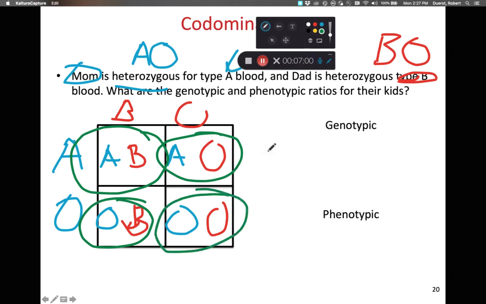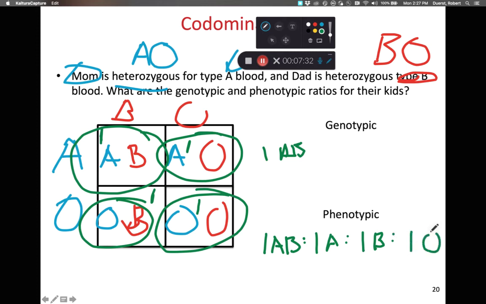So the genotypic ratio here is going to be 1 AB, I can hardly write with my computer mouse, so I'm just going to verbally tell you. We'd have 1 AB, 1 AO, 1 BO, and then 1 OO for the genotypic ratio, a 1-to-1-to-1-to-1 genotypic ratio. The phenotypic ratio is going to be 1 for type AB, 1 for type A, 1 for type B, and then 1 for type O. So there's 4 genotypes and 4 phenotypes when we have this particular mom and dad reproduce.